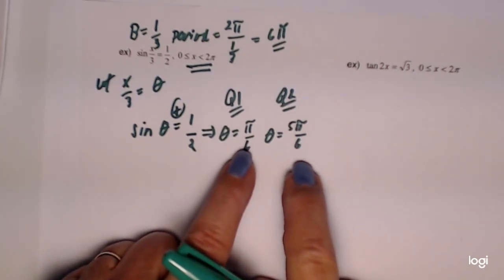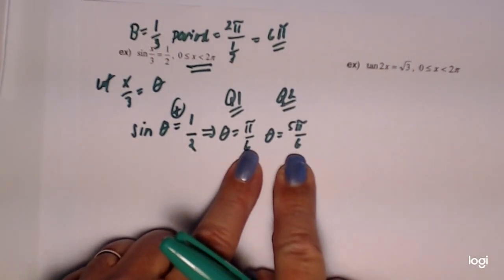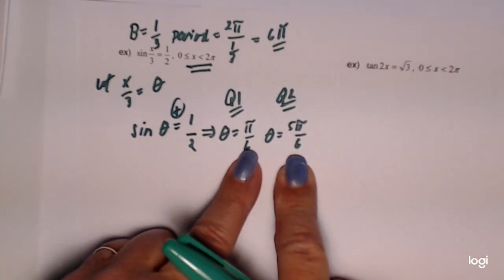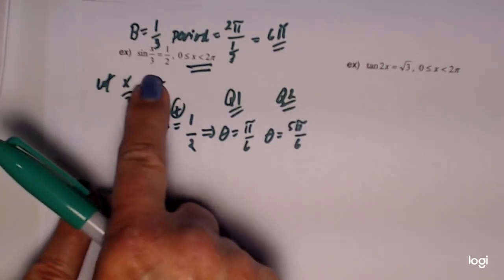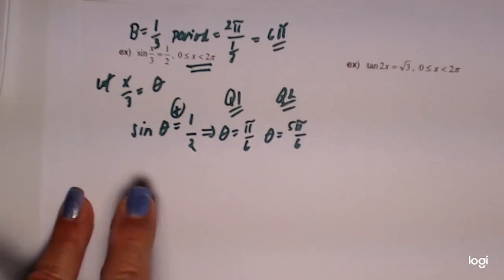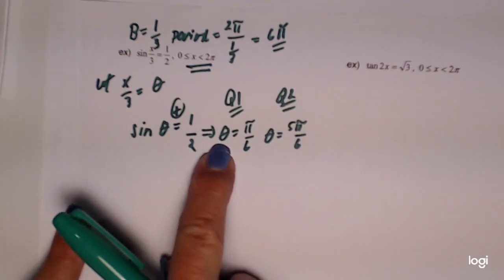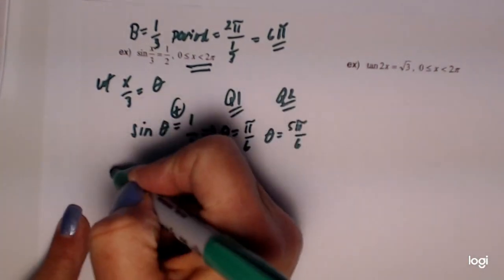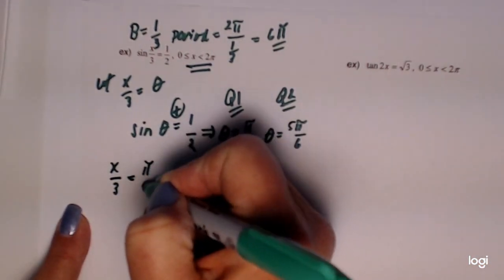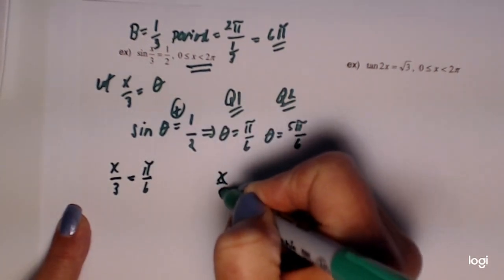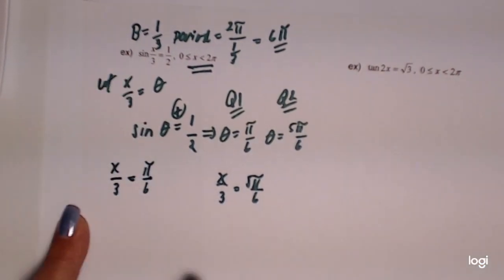So what we have to do now is take what I'm going to call the basic angles, if you would, from our period of 0 to 2 pi world, and find what they are now in this world where we've changed up our period. To do that, I'm going to take this theta and replace it now with this x over 3. So I'm going to say that x over 3 is equal to pi over 6, and x over 3 is equal to 5 pi over 6. So, undoing that substitution.